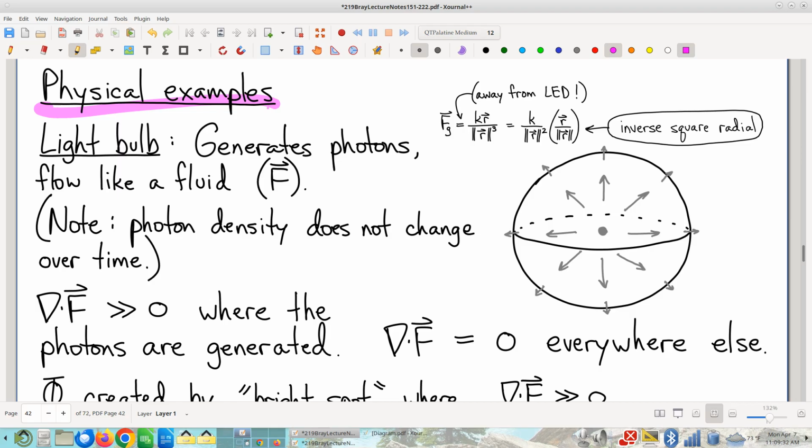So the first one I'm going to be talking about next time is this idea of a light bulb. And so when you have a light bulb, really small little LED type light bulb, well, it shoots out photons. And you can think of the flow of photons that it creates as being a kind of a fluid. Not liquid, right? But it's kind of a fluid. It's a bunch of particles all moving kind of along with each other in some sense.